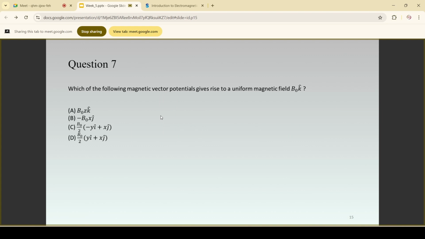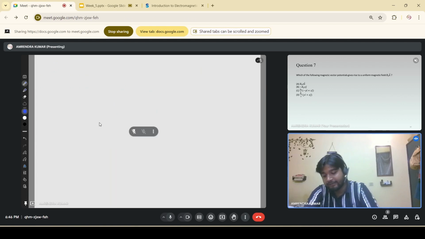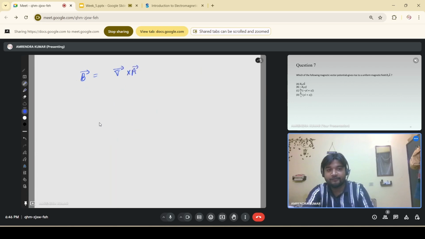Now, which of the following magnetic vector potentials give rise to a uniform magnetic field? Since we have last discussed that the magnetic field can be written as del cross A, we have to check which of these vector potentials will give us a uniform magnetic field, equal to del V0K. V0K is the final output that we want to get.